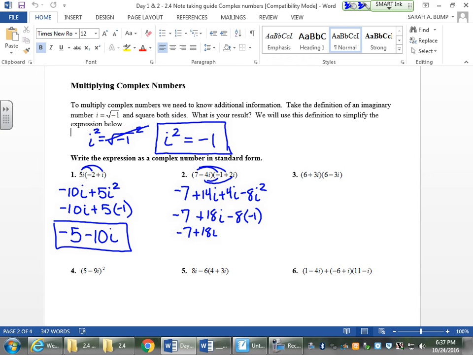Then I'm going to get a positive 8 at the end, which I'm going to combine with my negative 7 to get 1 plus 18i.